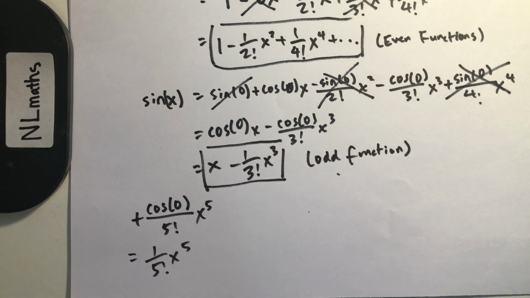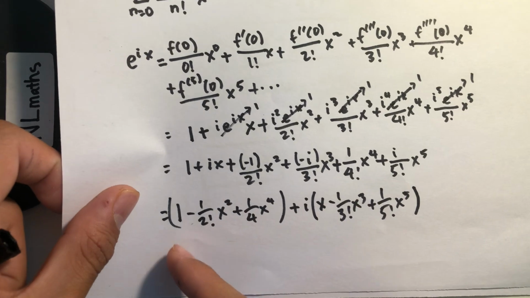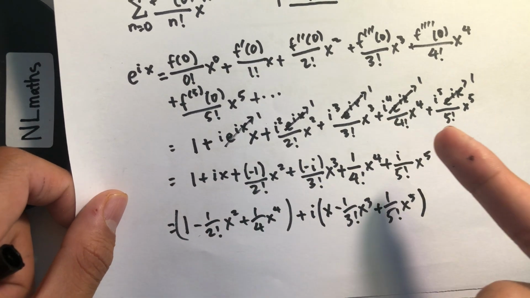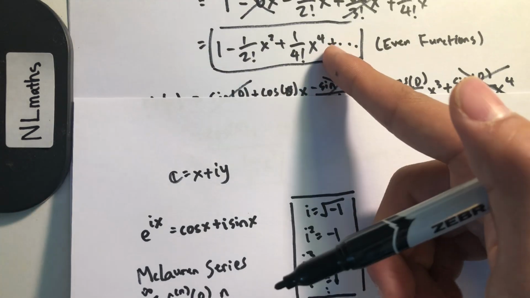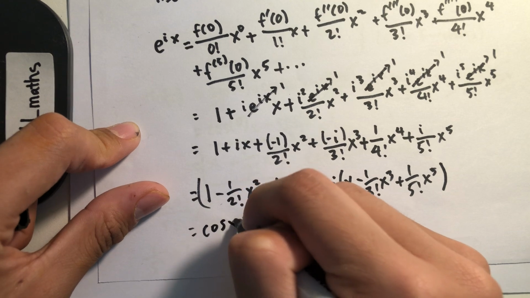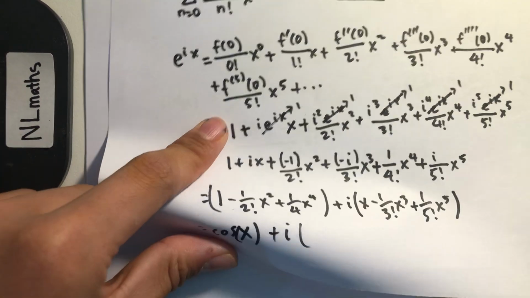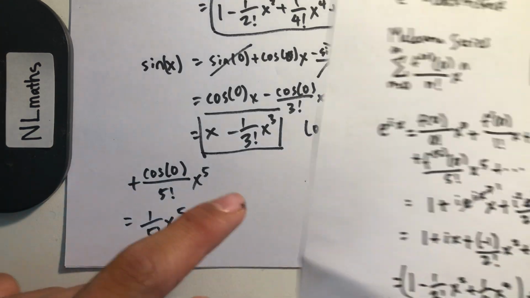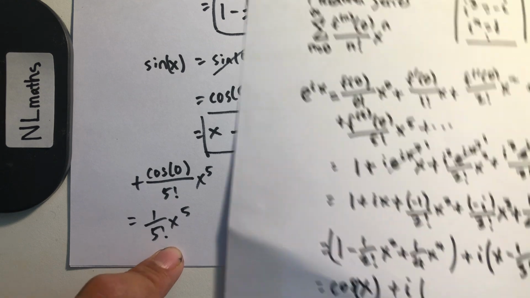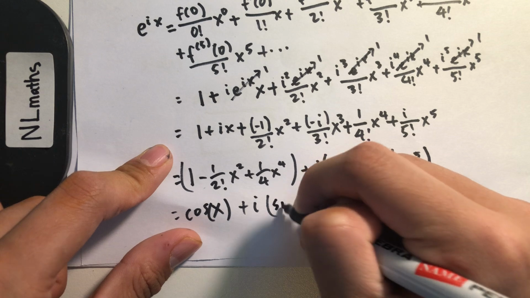And if we look at our previous one, 1 minus 1 over 2 factorial x squared plus 1 over 4 factorial x to the fourth, this is equal to cosine. So I can write that: cosine of x plus i times, and if you look at that actually, oh, I forgot to expand it to the fifth, x minus 1 over 3 factorial x cubed plus 1 over 5 factorial times x to the 5, that is equal to sine of x according to the Maclaurin series.